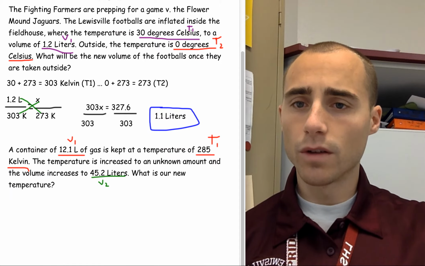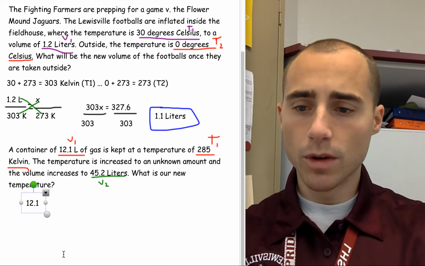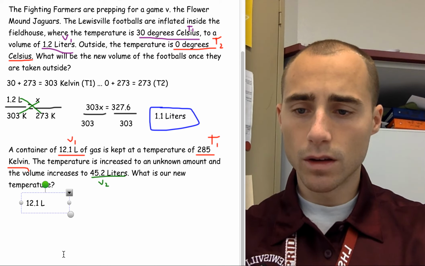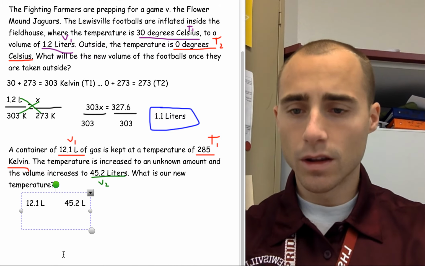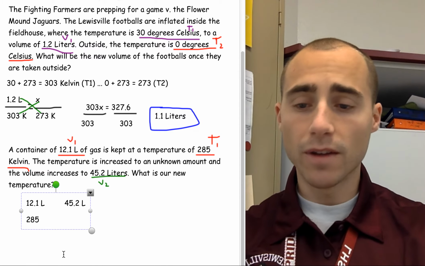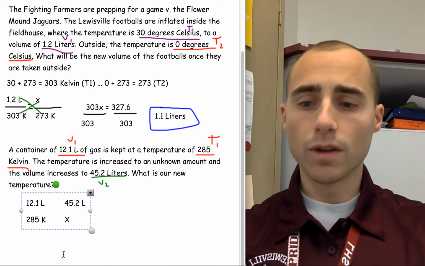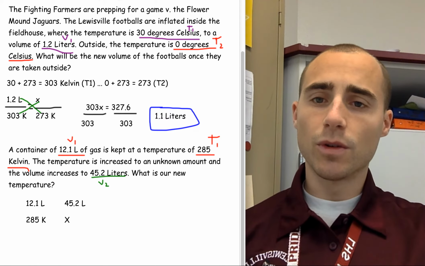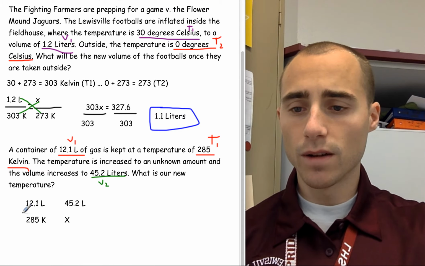As we solve this, our V1 is 12.1 liters. Our V2 is 45.2 liters. Our T1 is 285 Kelvin. No conversions necessary because it's already in Kelvin. And we are solving for x, which is going to be our T2 because we're not given a T2. So let's set up our proportion here.